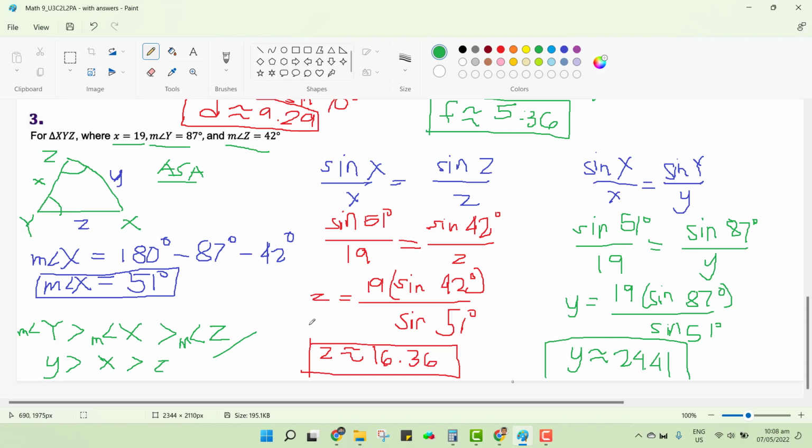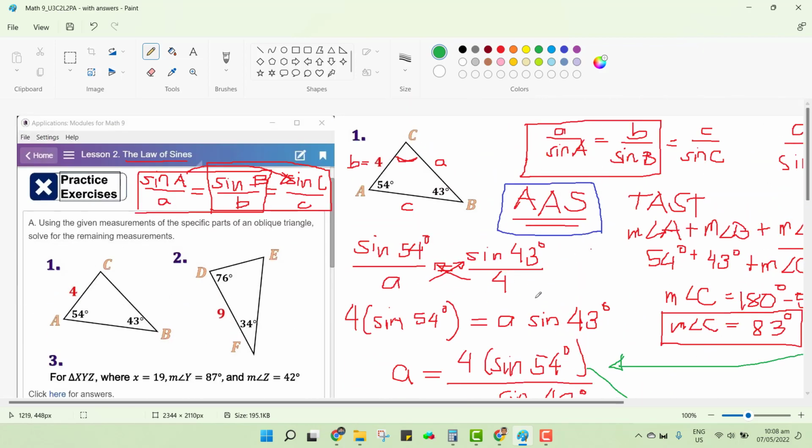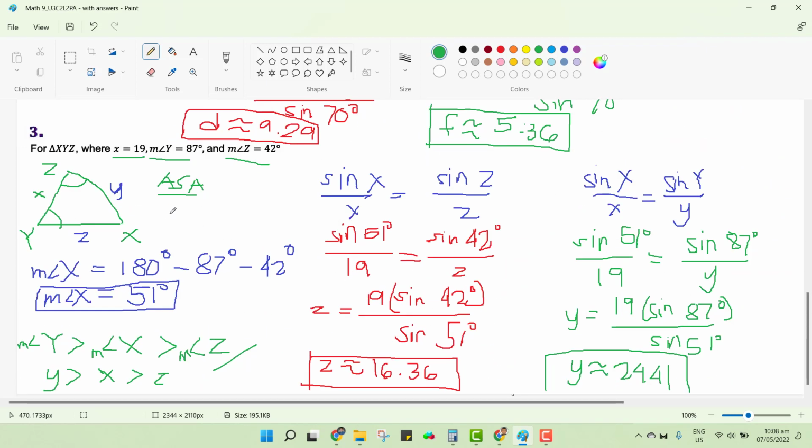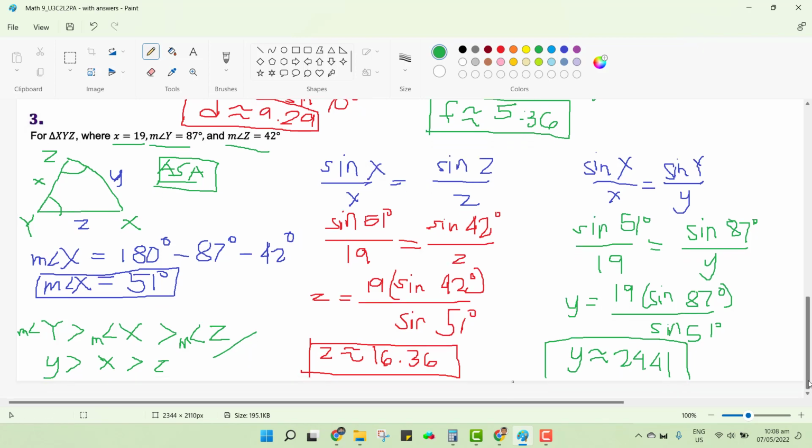So this is the first part of solving oblique triangles, or finding the unknown measurements of the remaining parts of an oblique triangle using the law of sines, which could be used for AAS and ASA situations. How about other situations, sir? We will have a different video for that. So please wait for that video.